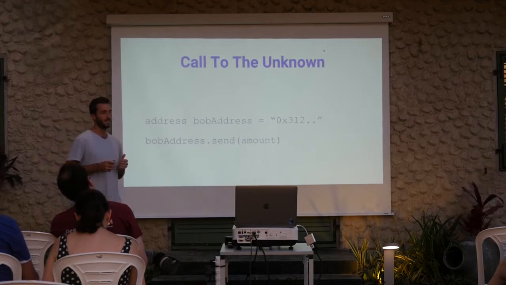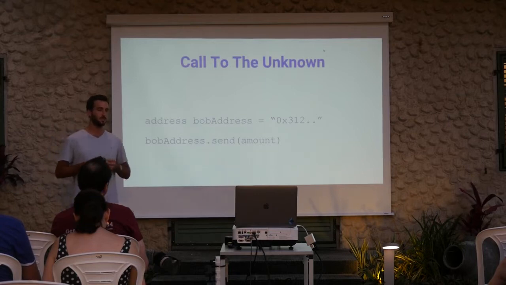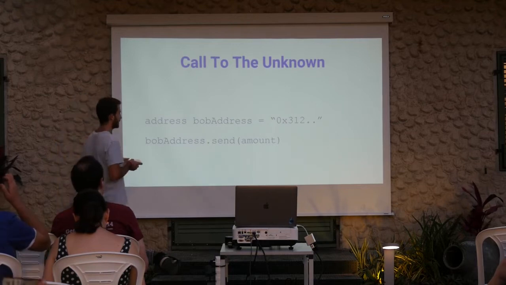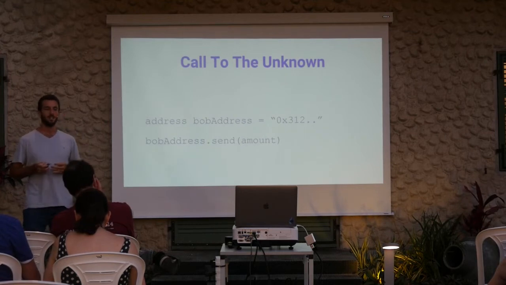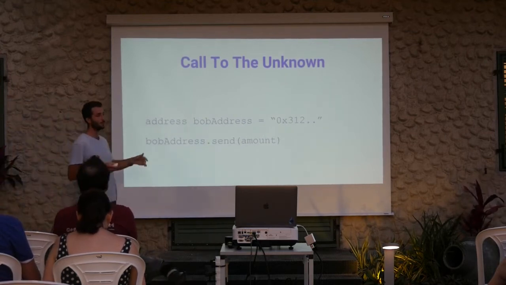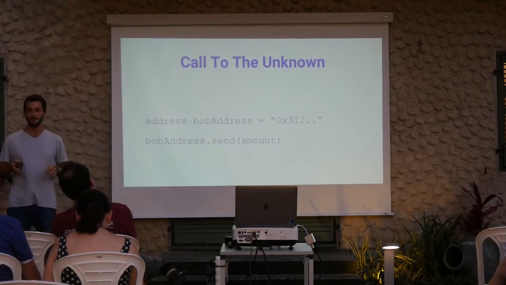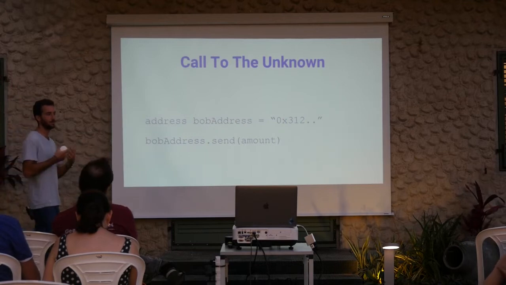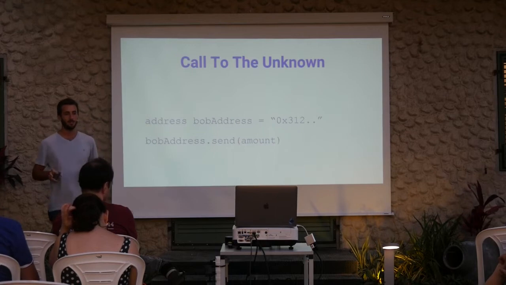Here we see simple code in Solidity that declares a variable of type address, called Bob address, and then tries to send some amount of ether to this address. If this address belongs to a wallet, everything works fine. The amount of ether will be transferred to Bob address, and nothing else will happen.